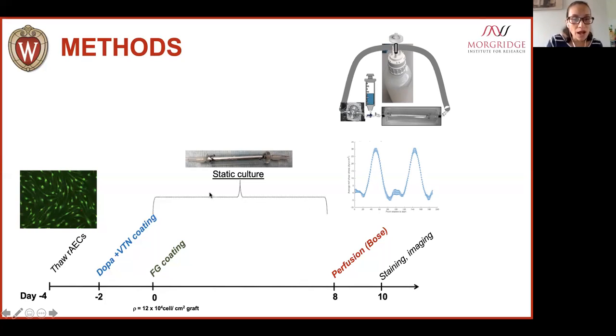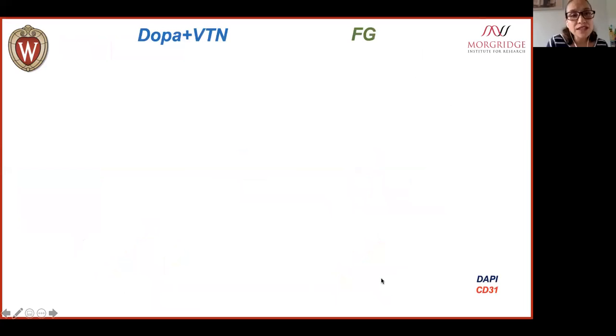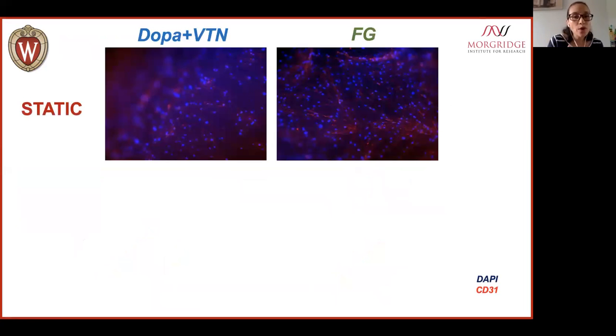Important to know, our controls are 10 days of static culture, and after that, the 2 days. Here are some of the results that I want to present to you today. When we compare our two conditions in static culture, we can see that the cells are attached to our material and we have a good coverage, measured by looking at the amount of CD31 in our samples, with a coverage of around 90 to 100%.